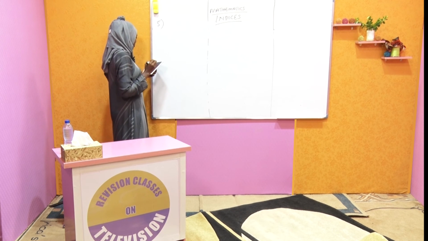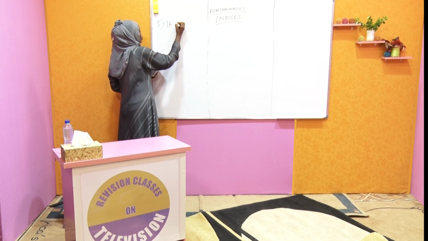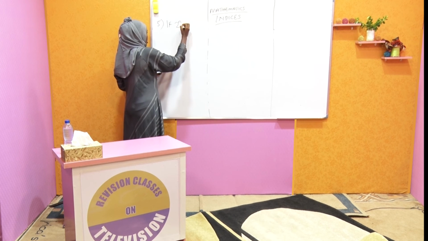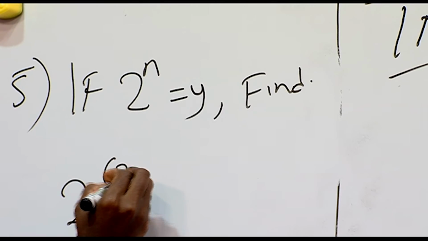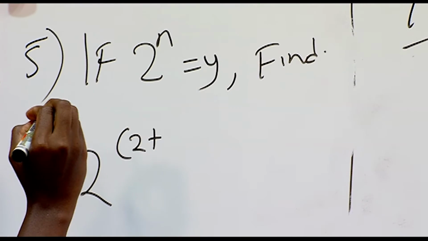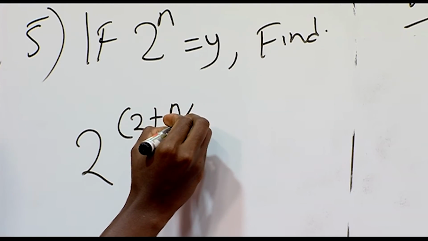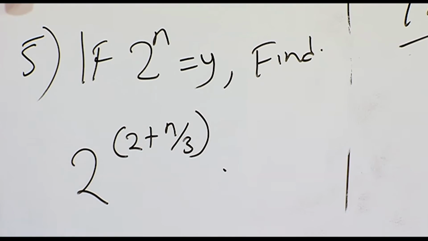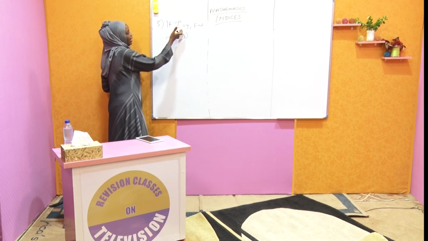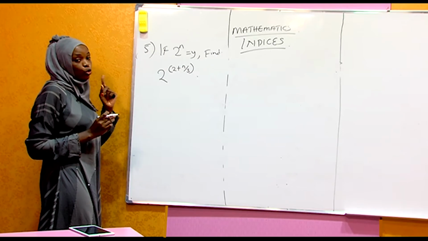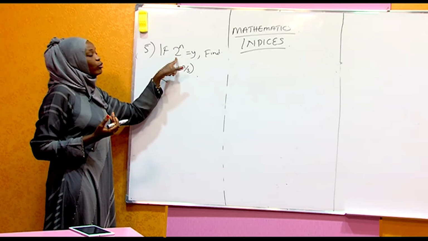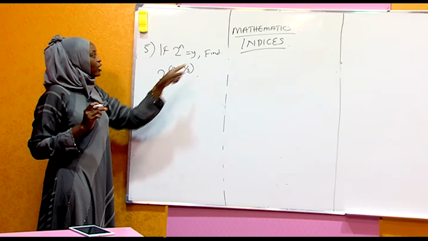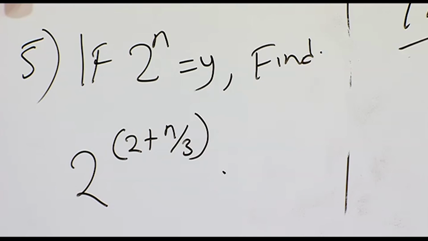Question number 5. If 2 raised to the power of n is equal to y, find 2 raised to the power of 2 plus n over 3. So, this question, this is like a guide. This 2 raised to the power n equals y is a guide. When you are solving this and you arrive at where you have 2 raised to the power n, you will substitute the value of y there. So that is just what you're asked to do.